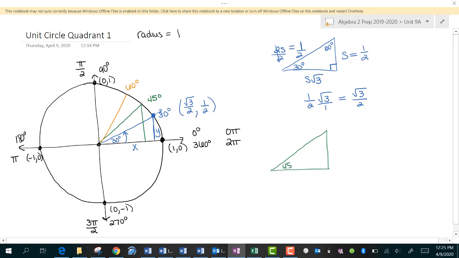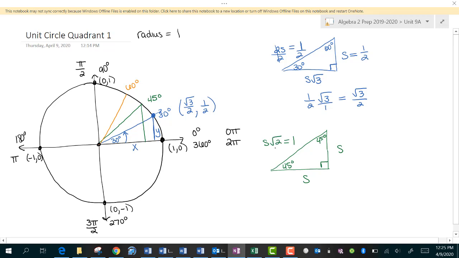So we know that this is 45 degrees. Here's our 90 degrees angle, and then that means this is also 45 degrees. And then again, our hypotenuse is equal to 1 because this is part of the unit circle. So labeling my sides here, across from my 45-degree angles, I have S, S, and then across from the 90 is S square root 2.